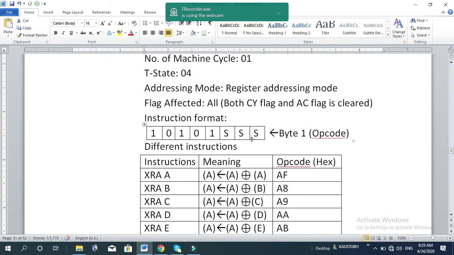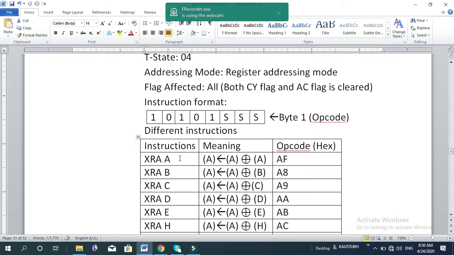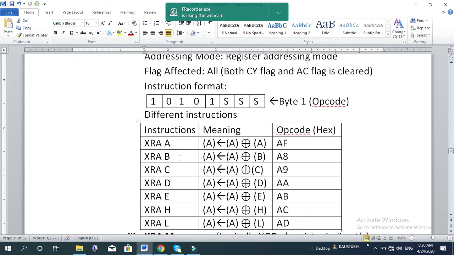The instruction format here is 10101 SSS, again SSS for the source register A, B, C, D, E, H, or L. So the different instructions are XRA A, XRA B, XRA C, XRA D, XRA E, XRA H, and XRA L.